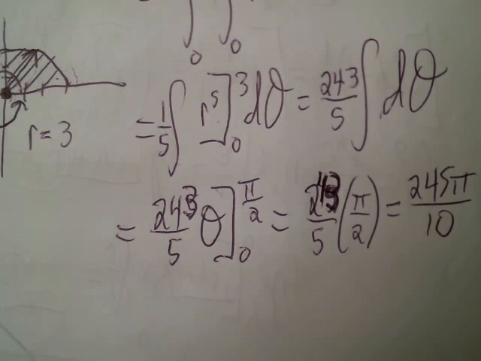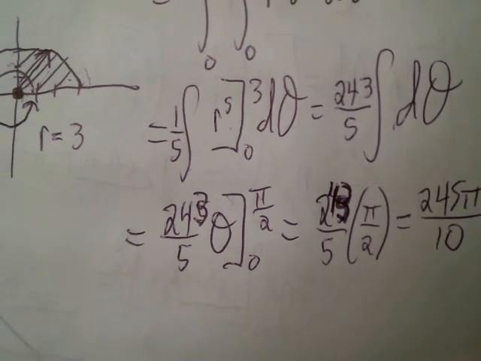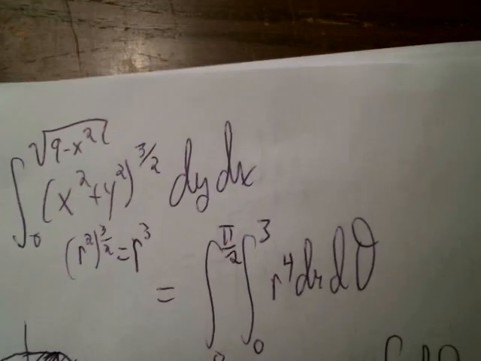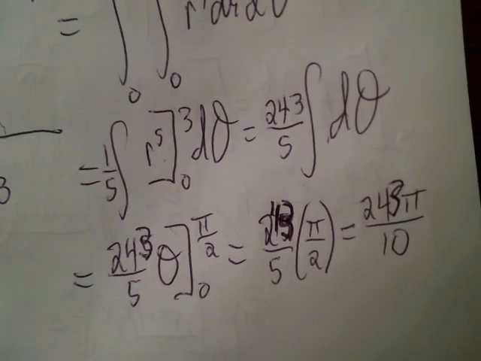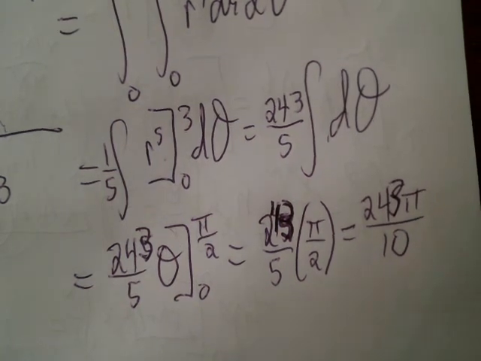So let's see what's next. Number 10, we're going into the surface area. It's 243 pi over 10 again, not 245 over 10. 243 pi over 10. Okay.